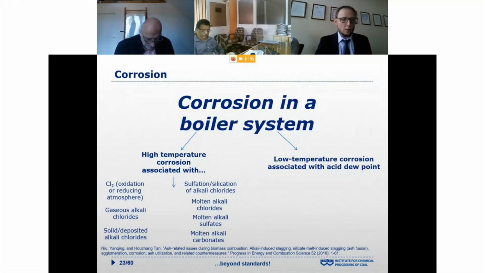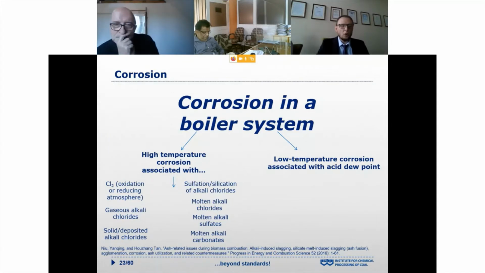boiler. Well, we found plenty of mechanisms of high temperature corrosion associated with the existing chlorine. It is associated with the gaseous chlorine, with the gaseous alkali chlorides, even the molten alkali chlorides, sulphates, and carbonates. Of course, I don't want to explain every process because they are quite complicated. I just want to show the examples and the main idea, the main simplified explanation.